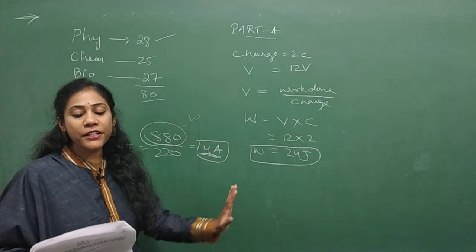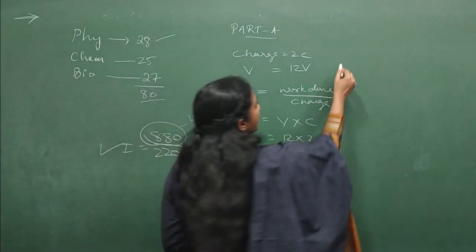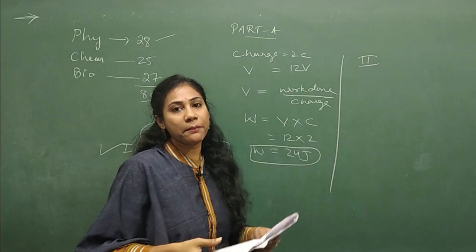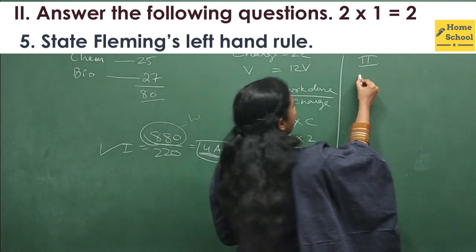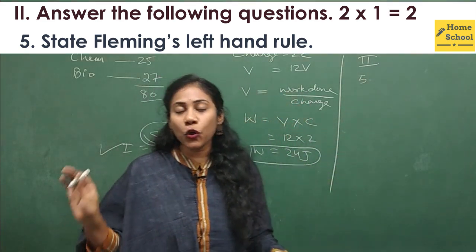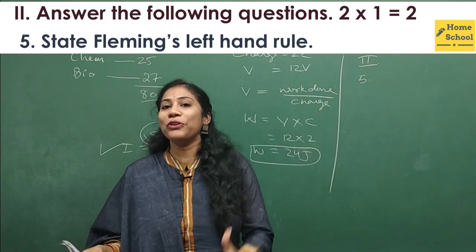That's it. MCQs are done. Now coming to the second main. So we are going for the second main and it's a 1 mark question. Very simple question. That is, I'm talking about the fifth question. State Fleming's left hand rule. So very simple. Fleming's left hand rule.